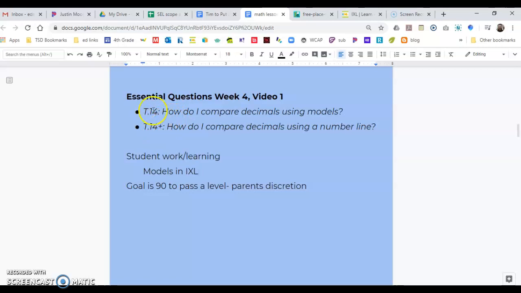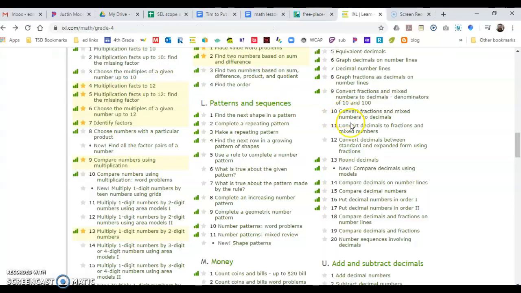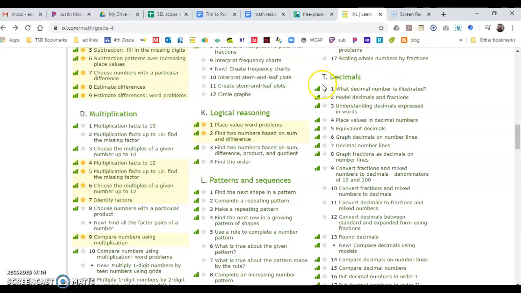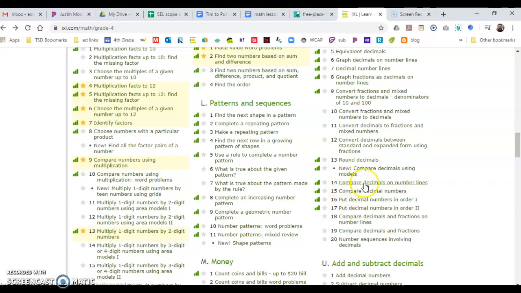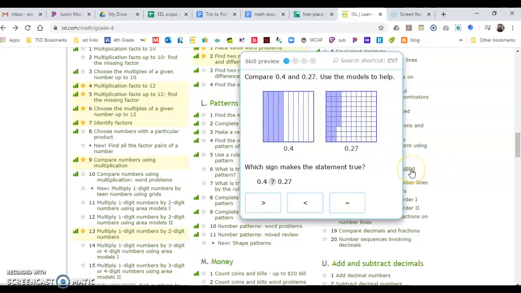Now, right here I put T.14 and T.14 plus in IXL, and the reason I put that down is if you're in the T section of decimals, if you scroll down, there's a T.14, which is what we'll be working on today, but right above it there is a new level called Compare Decimals Using Models. So that's actually where we're going to start first today, because I like the way they played out with models for kids to be able to compare and see which decimal is actually larger or equal to each other.